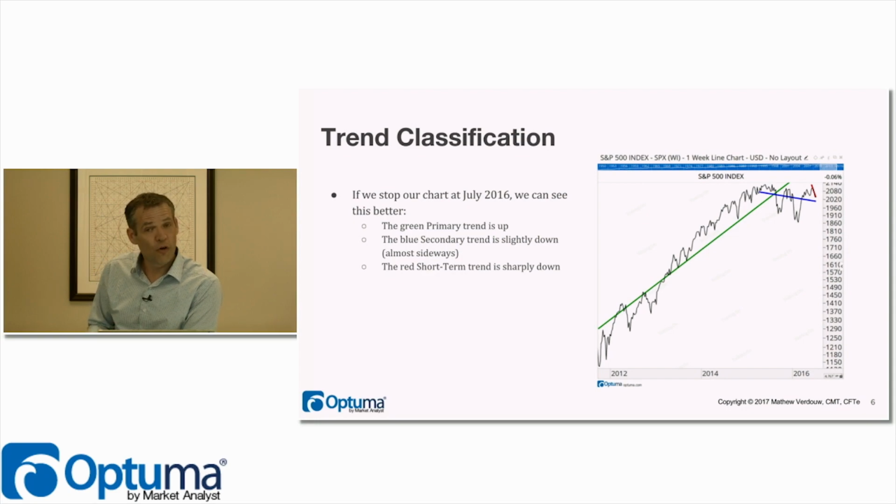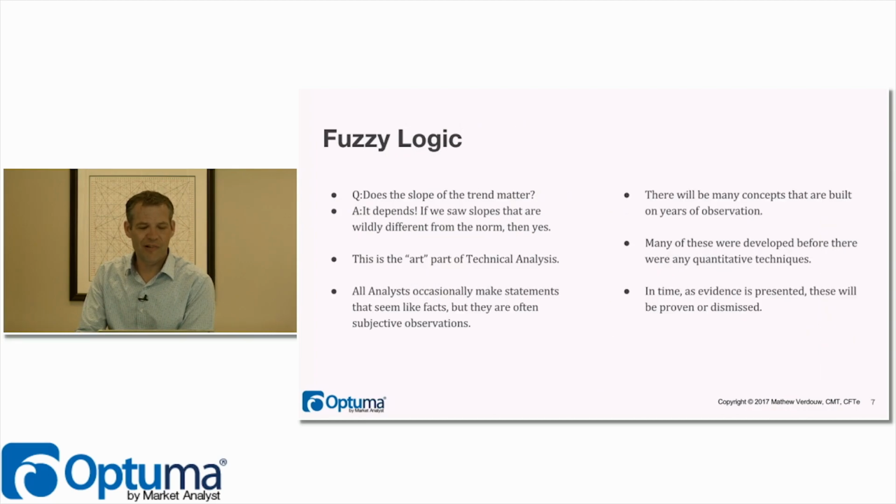But then when I look at the short-term trend, which is that last little red line, only a week of data there, you would say it's sharply down. So again, it's that context of the different trends. The question we often get asked is, does the slope of the trend line matter? And the answer is, well, not really, but yes, within the context of other slopes.